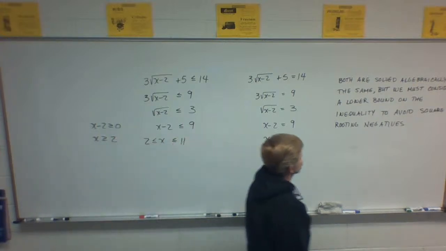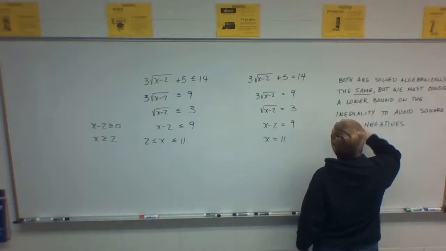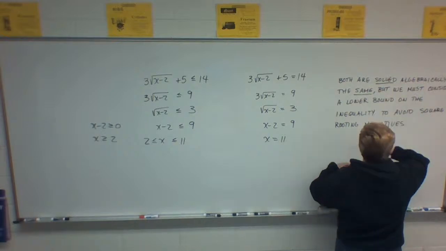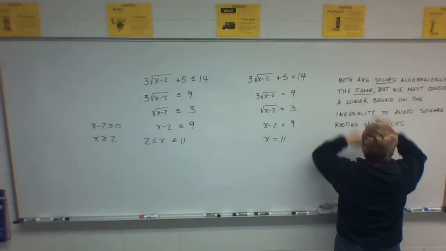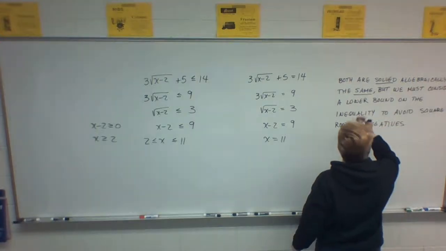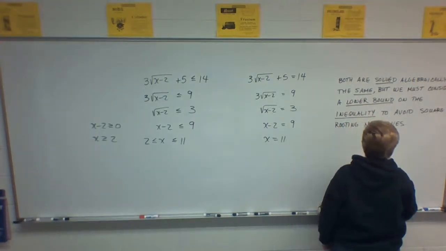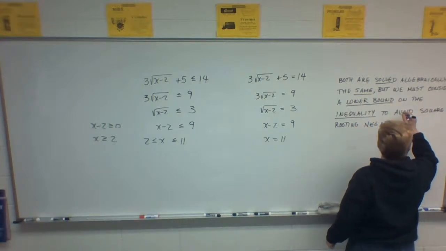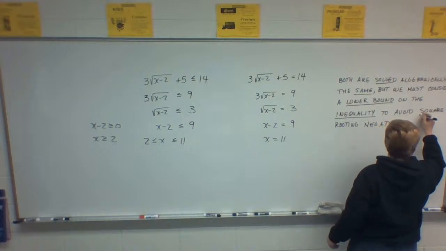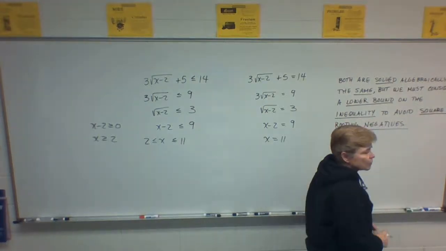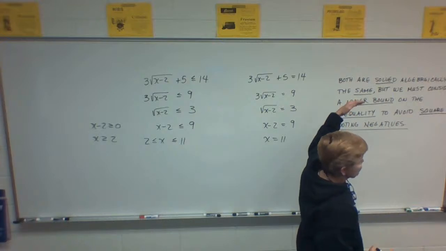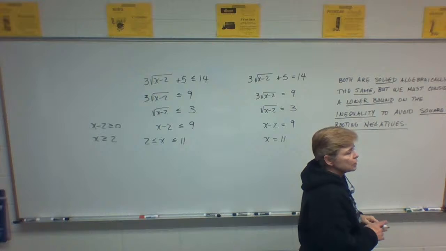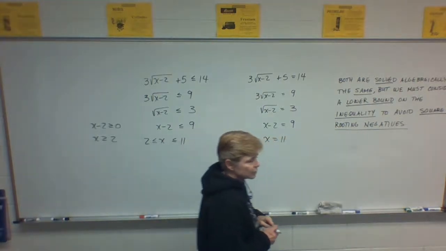Here's the important part. You have to include the word the same. Solved algebraically would be nice, but they are both solved the same way. Got to have that. That's your similarities. But we must have a lower bound on the inequality to somehow, I don't know if you want to use the word avoid, it seems the best one, but you've got to indicate that we need to not have square rootings of negatives. Those are the important parts. Similarities, they're solved the same. How are they different? Because on the inequality as opposed to the equation, you've got to consider this number to avoid square rooting negatives.